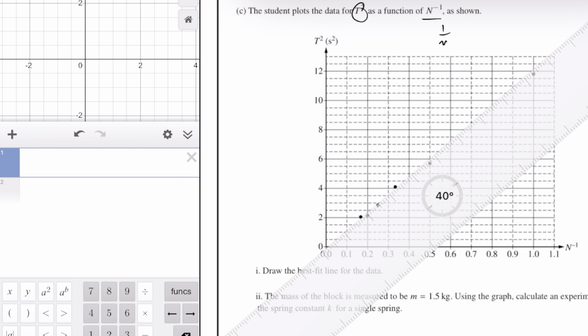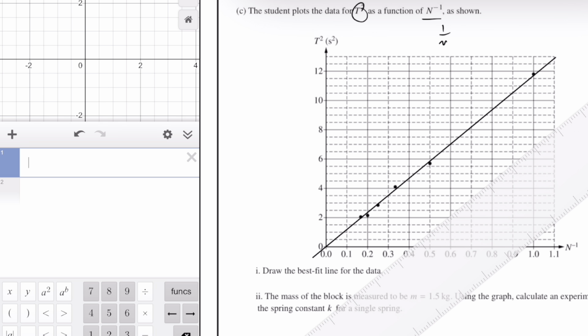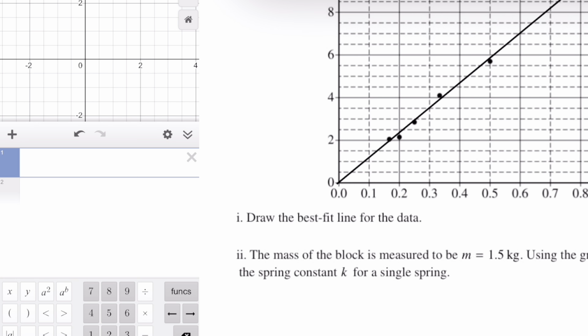What do you guys think? Like, there, right? Ish. That's good. I'd say that's a pretty good line. I like that line. Erase this. Okay. So cool, I did that.